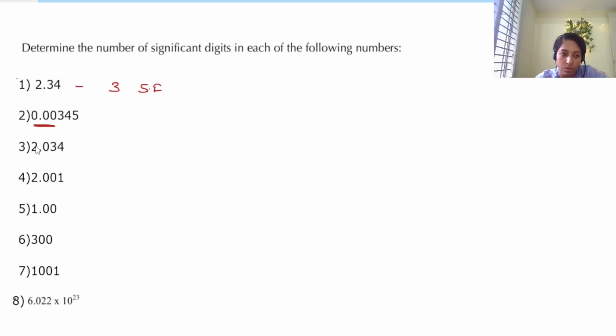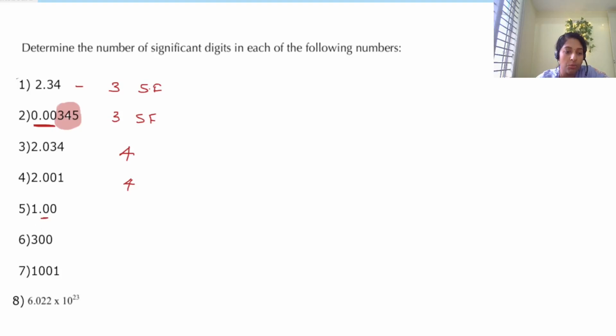Here these are not ending zeros, these are initial zeros, leading zeros, so not countable. So you can count only 3, 4, 5. Only these 3, 4, 5 you can count. So 3 significant figures again. Then how many significant figures are here? This 0 is countable because it is in between two non-zero digits. So 1, 2, 3, 4 significant figures are there. And see, this 0 is also countable because it's in between two non-zero digits. So 1, 2, 3, 4 again. And what about this one? This is an ending 0. It's countable only when a decimal point is there.